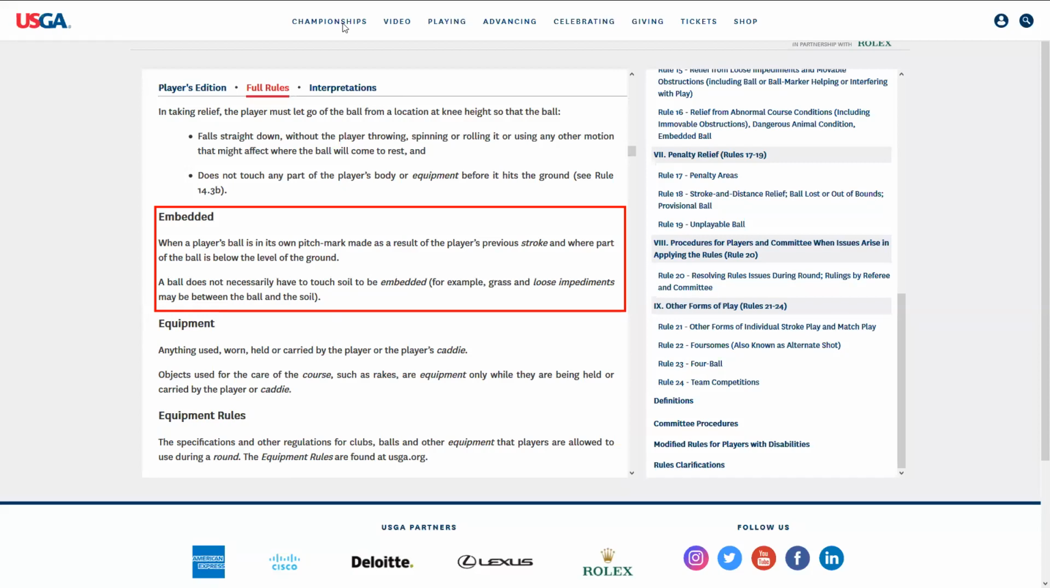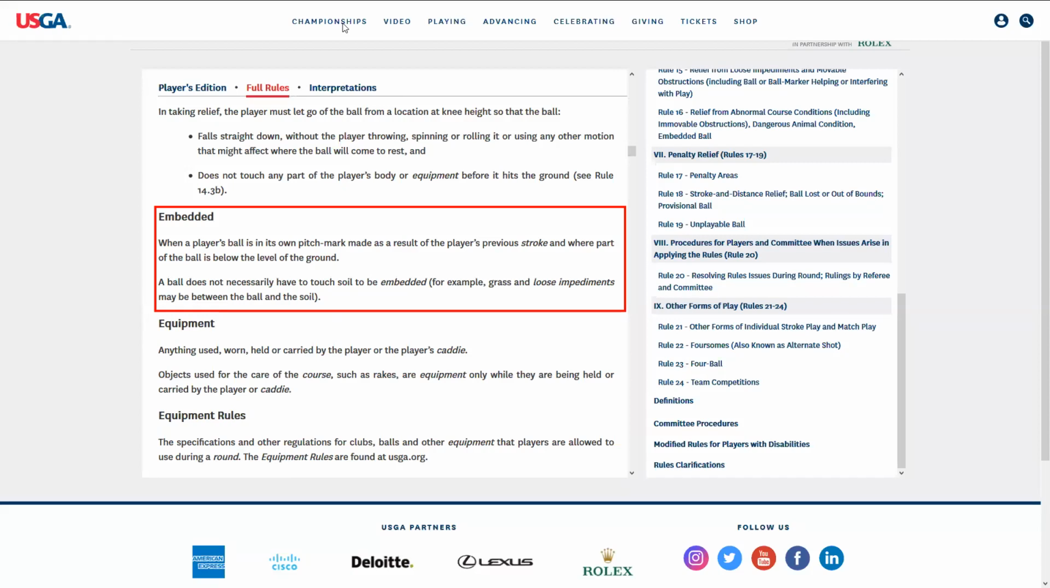So as we're going to see when we talk about embedded, if you step on a ball and you think it's embedded, it doesn't meet the definition of being embedded, even though it's, quote, embedded, because it's not a ball in its own pitch mark made as a result of the player's previous stroke.